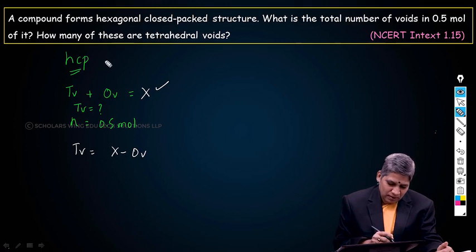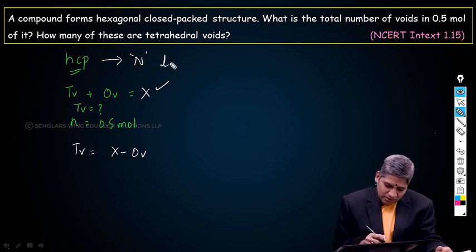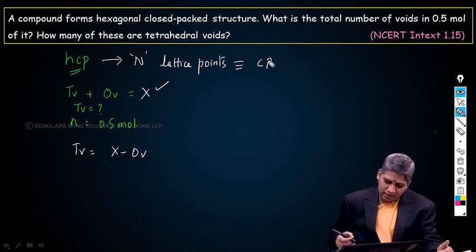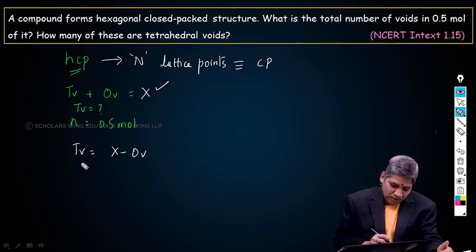Okay, so let us say this contains n lattice points where you have the constituent particles. It can be ions, atoms, or any type of molecule also. Now to find TV and OV, we have to use our formula. Remember the formula? We know TV is equal to 2 times N and OV is equal to N.